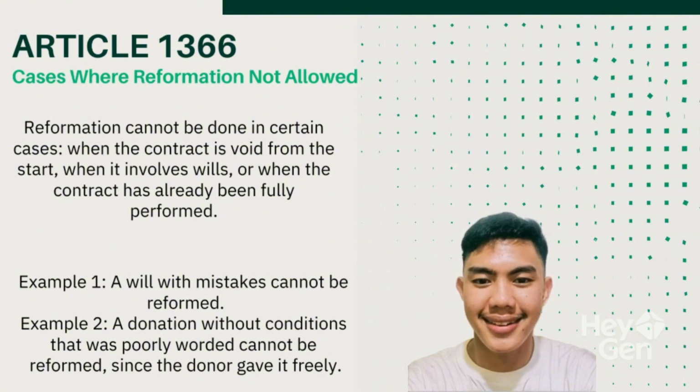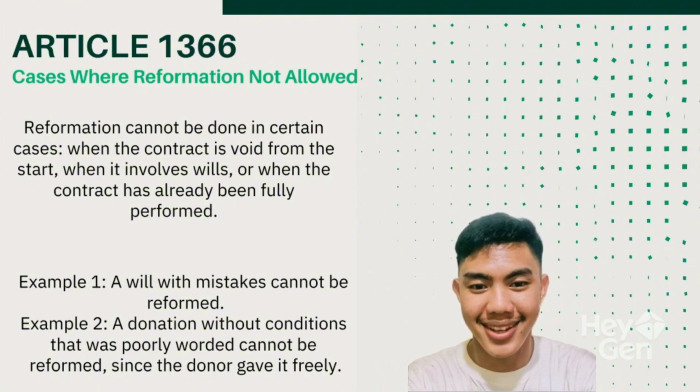Example 1. A will with mistakes cannot be reformed. Example 2. A donation without conditions that was poorly worded cannot be reformed, since the donor gave it freely.